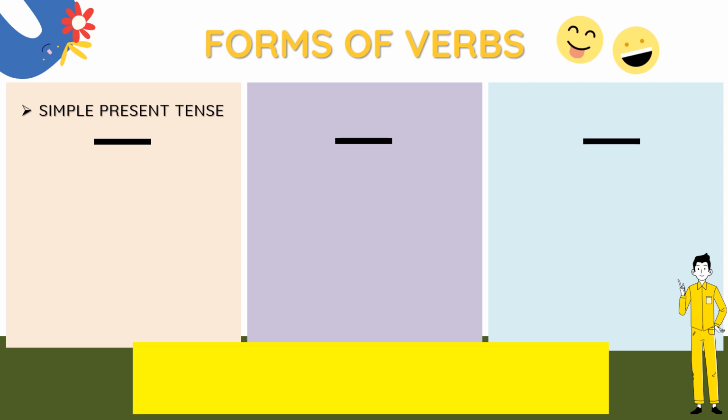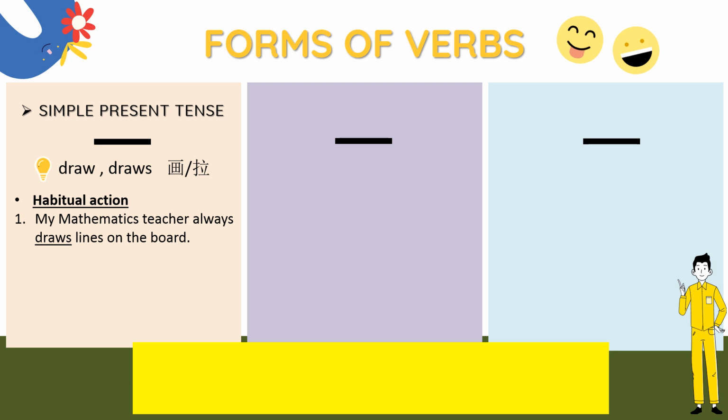So simple present tense, as we know, it will be with s or without the s. So for example, 画或者是拉那个窗帘, we call it draw or draws. Remember, 画或者是拉. So there are two types, which are the habitual action and also fact. Okay, so let's look at habitual action.